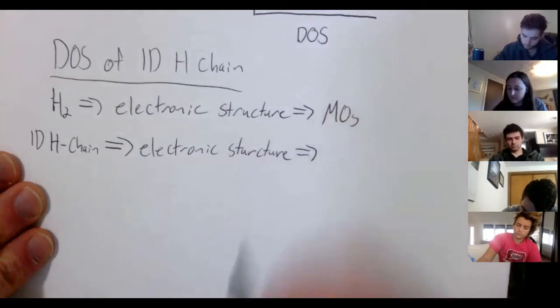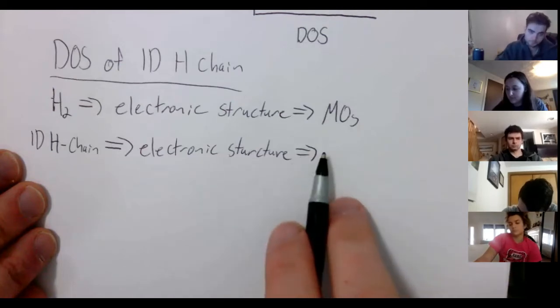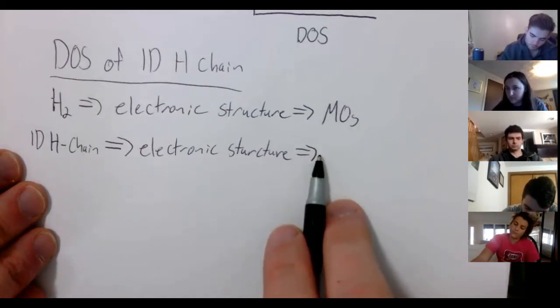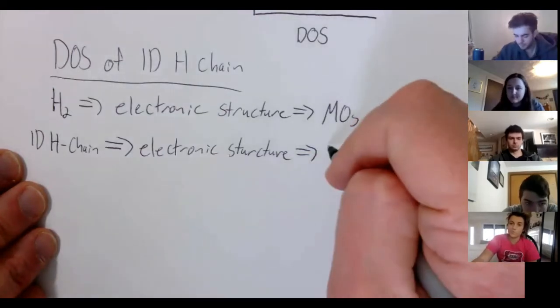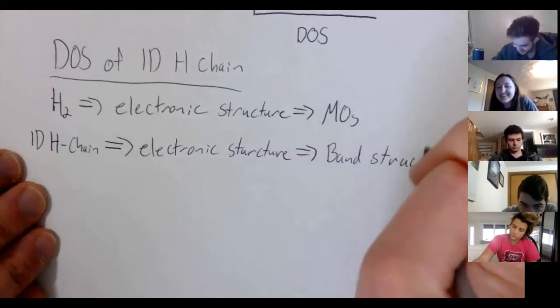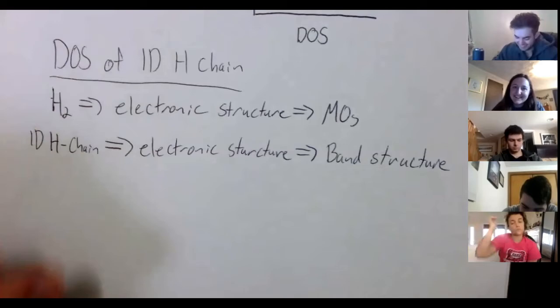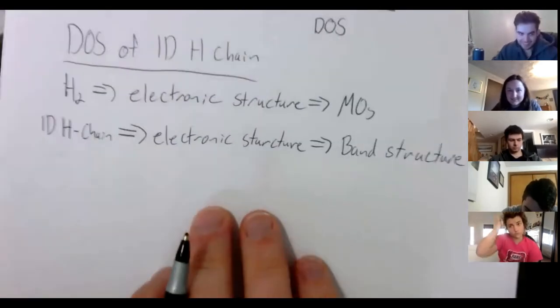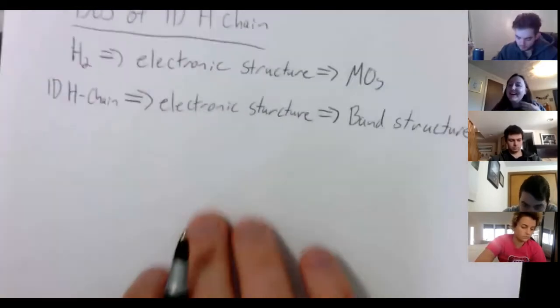But what does that mean for a solid? What do we got to look at? Not MOs, something else. Bloch functions. Yep, Bloch functions. Band structure. Point group. Space group there. We'll talk about space groups, so don't worry about that. Just don't worry about it. That's why you like more symmetry stuff, right?